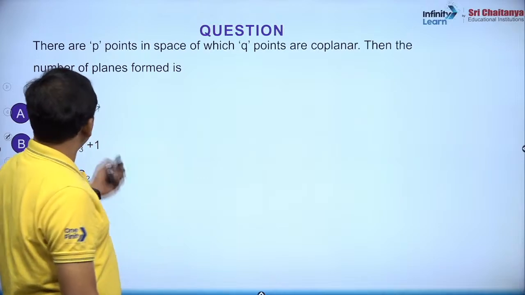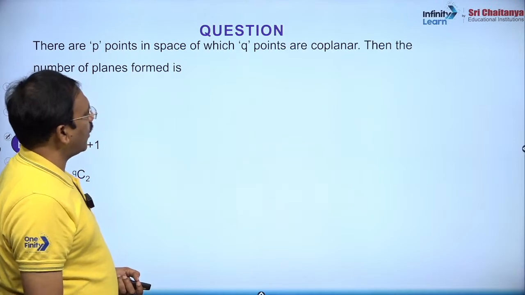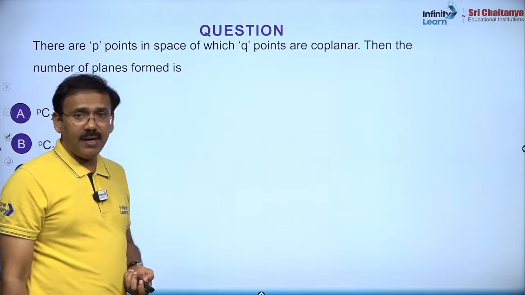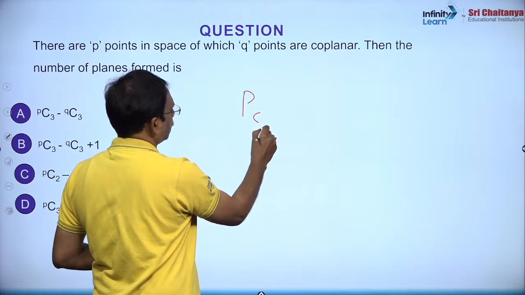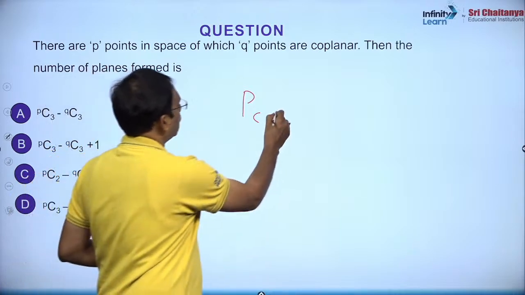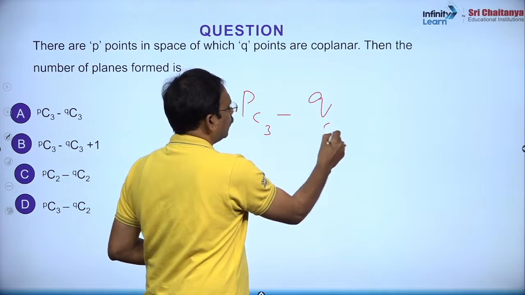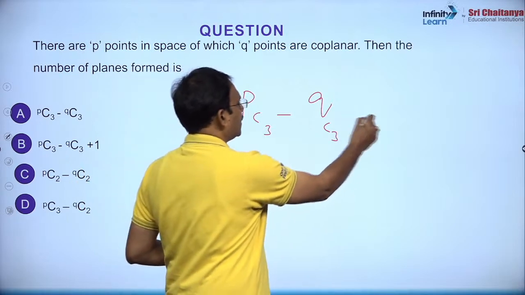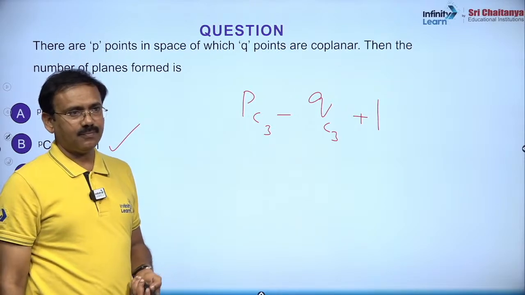Next, my dear friends, in the same way, if there are P points in a space of which Q points are coplanar, then the number of planes formed. To form a plane, we require 3 points. Whenever 3 out of this P are selected, those many planes are possible. But if Q points of them are coplanar, from those Q, whenever you select 3, you will get the same plane. So I subtract this, but you will miss one plane. So 1 is added, since this is going to be the answer, right?